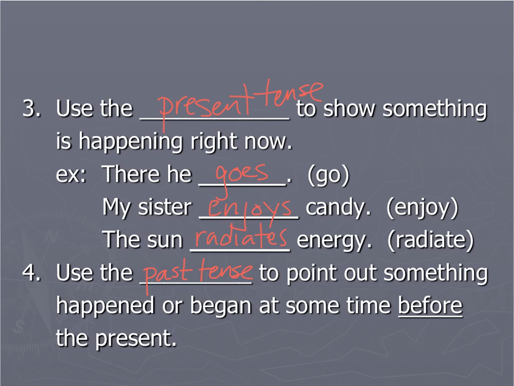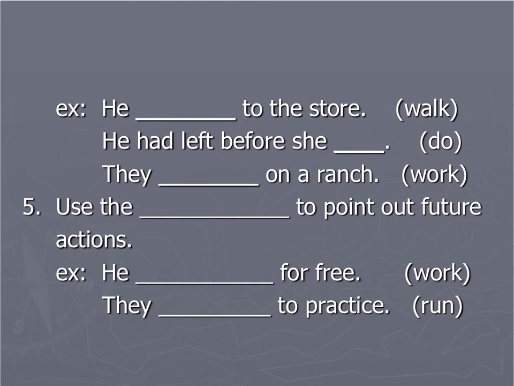So if you think back to when we did the principal parts, past tense is normally just formed by adding D or ED to the action word. Okay? So if we put walk in the past, it's going to be walked. All right. To put do in the past, we're going to say did. And then for work in the past, we're just going to say worked. These are all actions that occurred before the present.